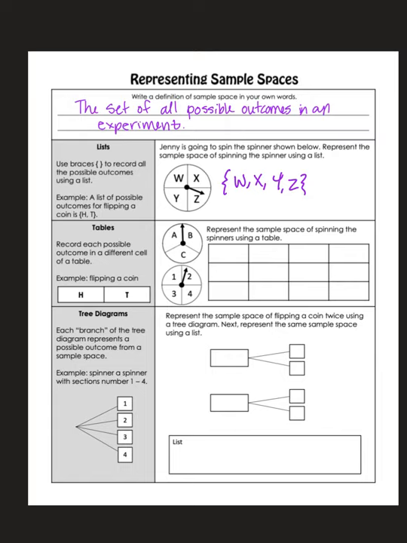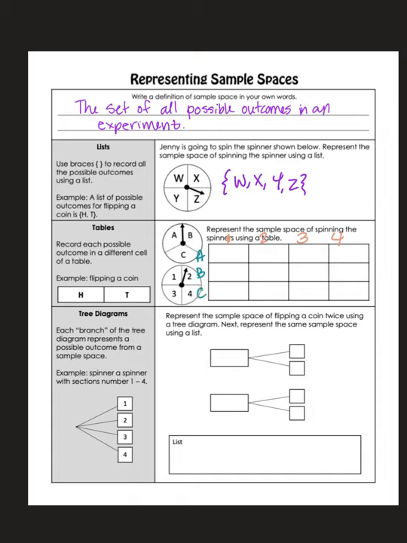Now, there's also a table. So if I've got a spinner with A, B, C, and I'm also going to have a spinner of 1, 2, 3, 4, this is a compound event. So what I can do is I'm actually going to label right here 1, 2, 3, 4. And then right here, I am going to label A, B, C.